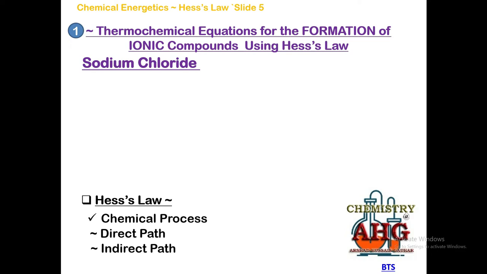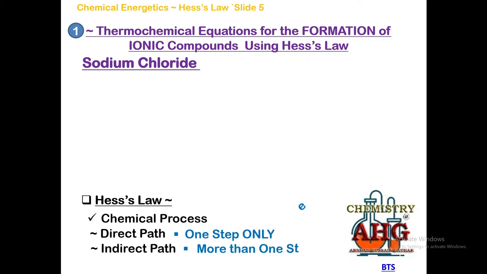Now what is the difference? Very simple. The direct path involves one step only. Whenever a reaction is completed using one step only, it is known as the direct path. And whenever a reaction takes more than one step, it may take two steps or three steps, that is known as the indirect path. This is one piece of information that we must remember about Hess's law.